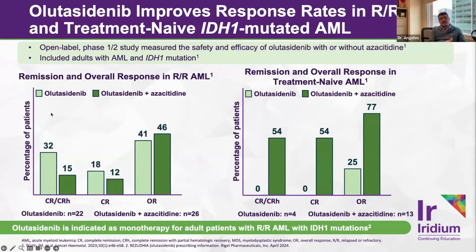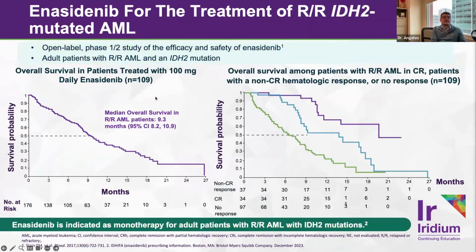However, if you do have a patient that is refractory to IDH1 inhibition, or maybe acquired a new IDH1 mutation or SNP, it would be a reasonable strategy to then switch them over to olutasidenib and see if you can perhaps regain anti-leukemic activity.